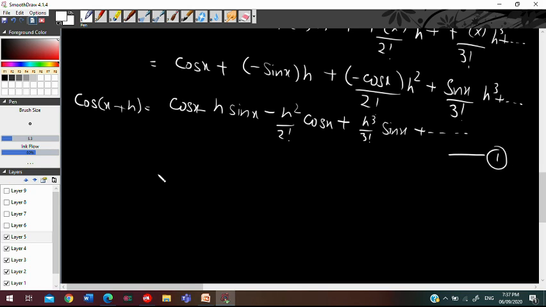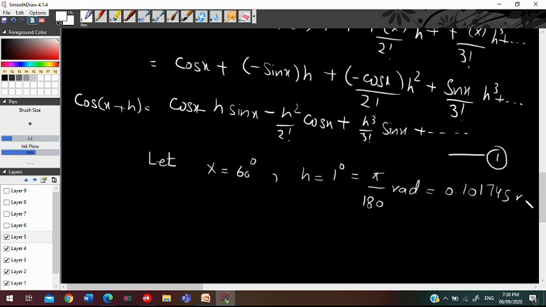But the last part of our question was to evaluate cos of 61 degree, which means one step is left, and that is we have to evaluate at 61 degree. Let's say x is equal to 60 degree, h is equal to 1 degree, which means pi by 180 radian is equal to 0.01745. Okay, this is now in radian.